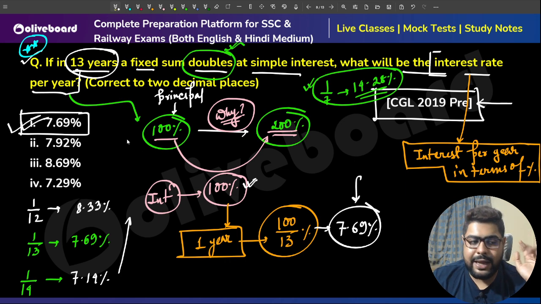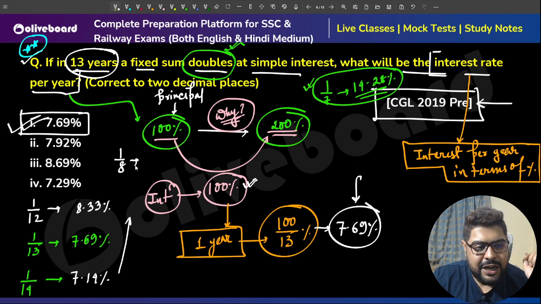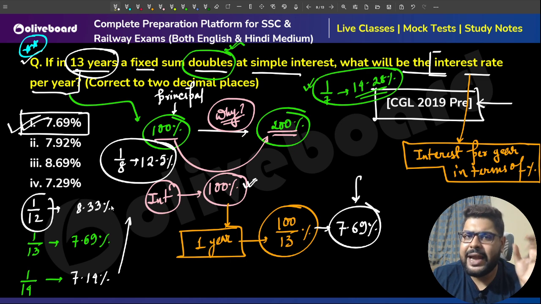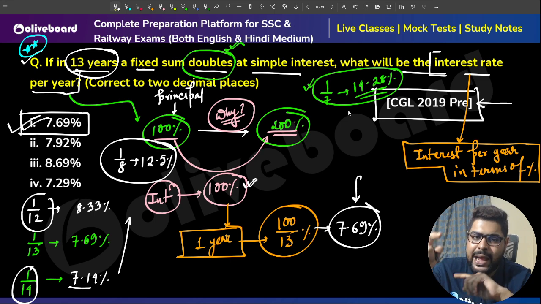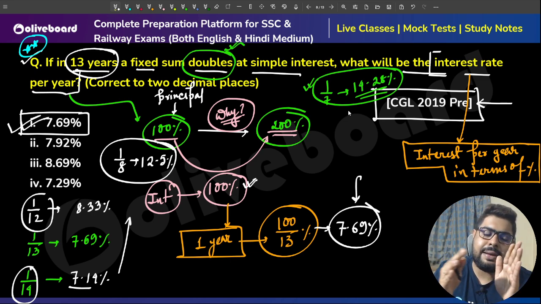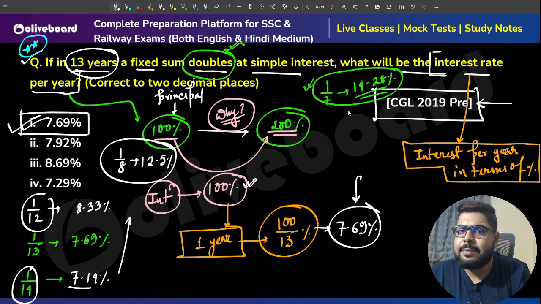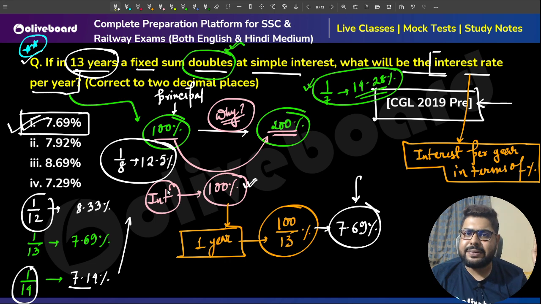Remember the values. Again, 1 by 8 is 12.5%. You see, 1 by 12 is 8 point something. This changes, 1 by 13, 1 by 14. So 1 by 14 is 7, and 1 by 7 is 14. You can always write these values adjacent to each other. That way you will be able to remember them in a better manner.